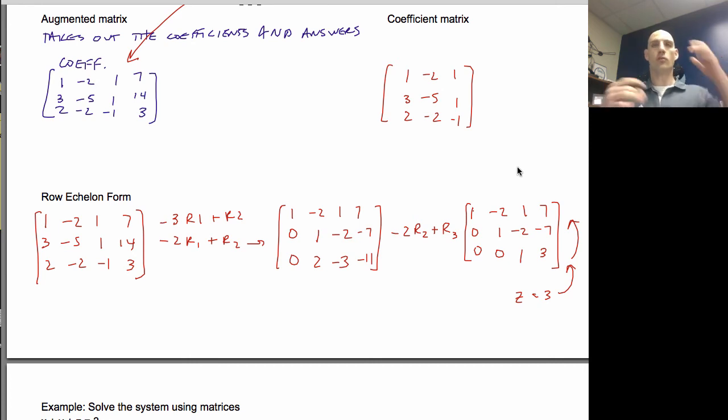So row echelon form, what is it? Basically, it's triangular form in Gaussian elimination. And so, what does it look like? Well, it's got to be zeros here, right? It's all zeros underneath there. And then my leading coefficients are 1s, okay? So the leading coefficients are 1s. So that's row echelon form.